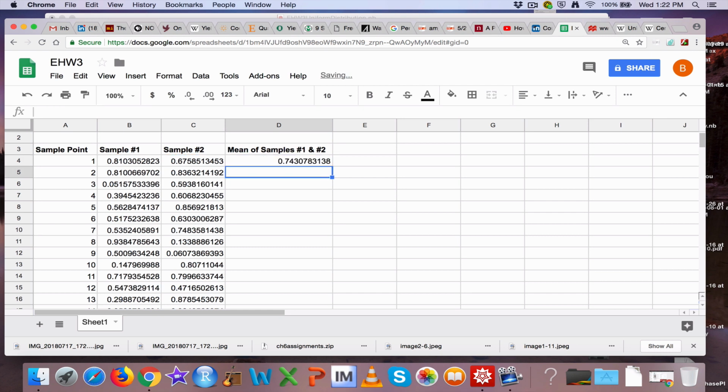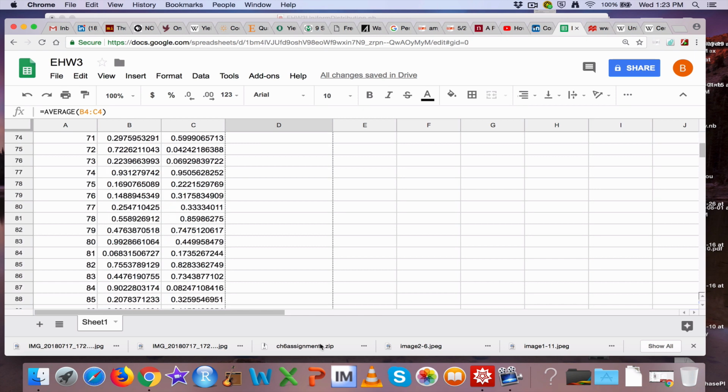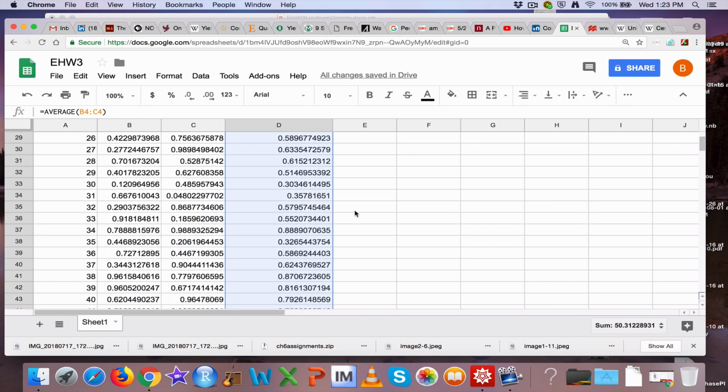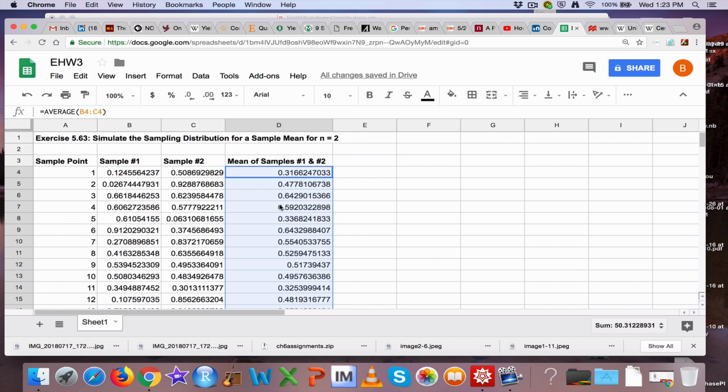Okay, let's just check that. So 0.743 is the average of these two numbers, which if you go ahead and use your calculator, you will see. Just add them up and divide by 2. I'll copy and paste this formula, equals average, downward. Again, the numbers will change. It's not a big deal. Click and drag this downward. So now we have 100 values of X bar. 100 different values of X bar, sample means, for these runs, sample sizes of size 2.